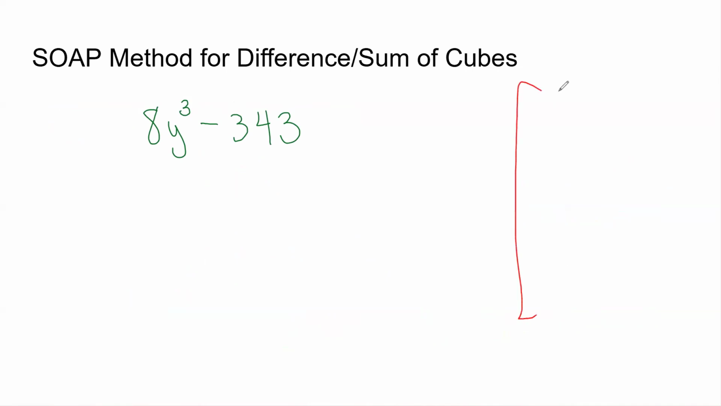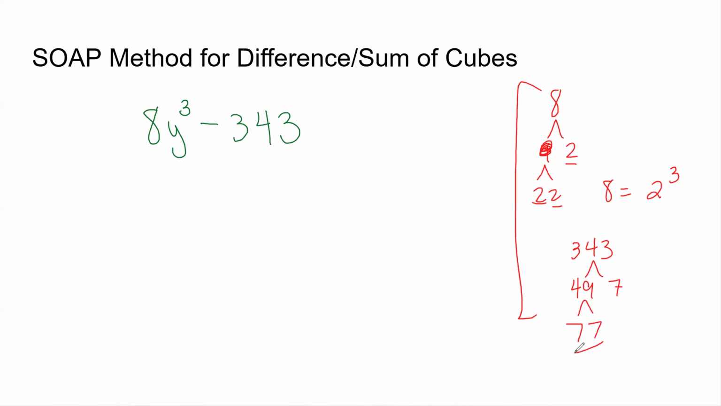Is 8 a perfect cube? Well, 8 is 4 times 2, and that's 2 times 2 times 2, so yes. There's three 2s, so 8 is 2 cubed. And is 343 a perfect cube? Yes. That's 49 times 7, which is 7 times 7 times 7. So there's three 7s. They are both perfect cubes. Again, if you already know that, or if you want to use your calculator to help you there, it's fine.